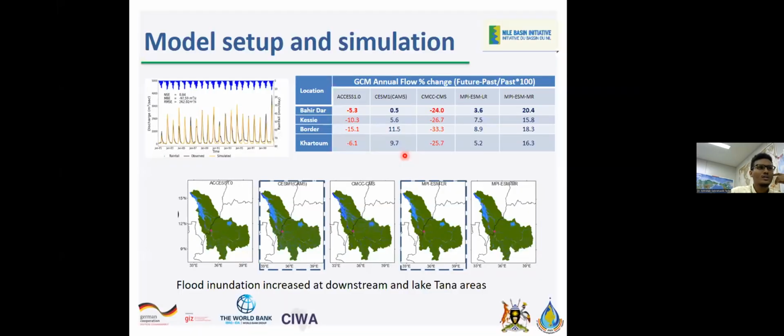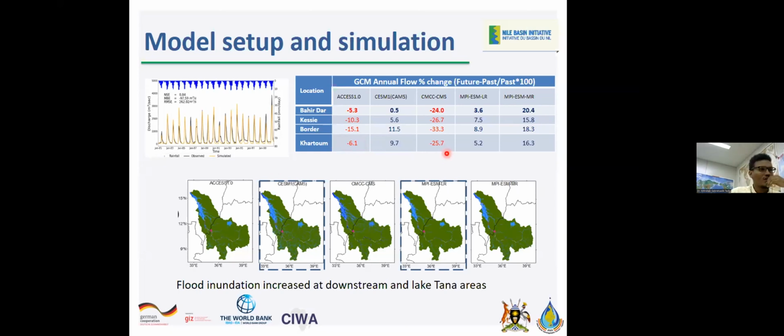We simulate the data in various locations, starting from the upstream up to the downstream. And 3 models were projecting increase in the future flow, while 2 were decreasing, and their margin in decrease were higher. This is due to the temperature increase that is incorporated in our model simulation.